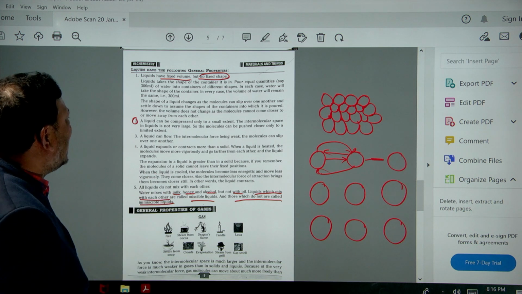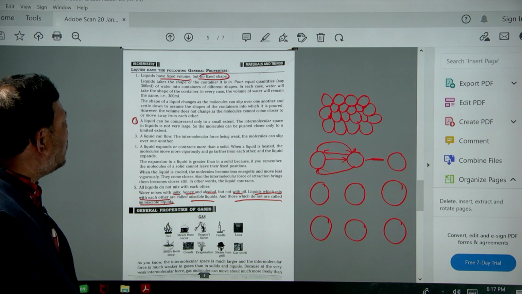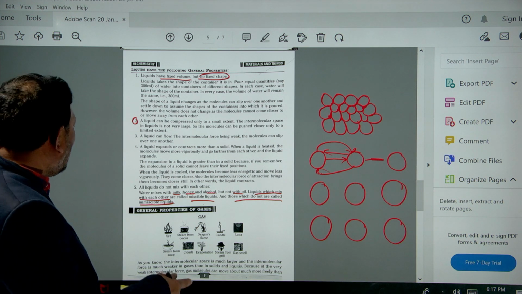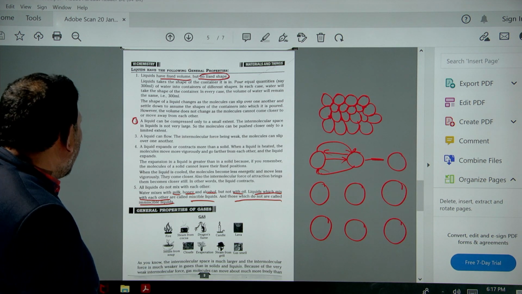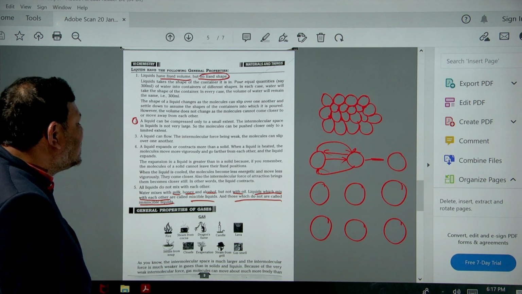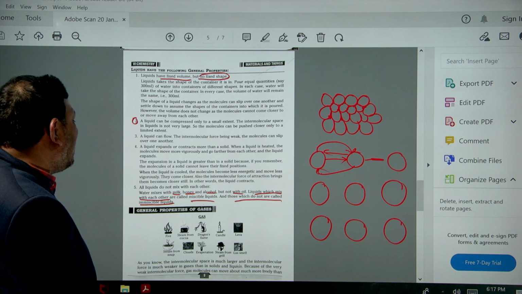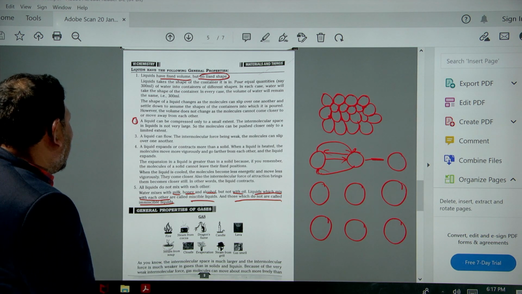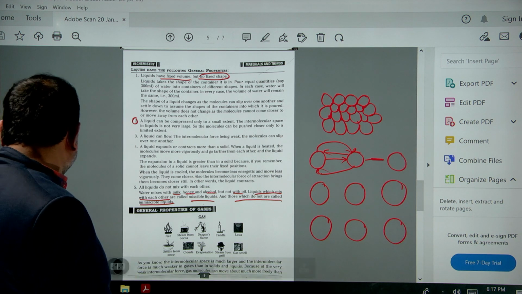Liquids have a fixed volume but no fixed shape. Liquids can be compressed only to a small extent. Liquids can flow, and liquids expand and contract more than solids. All liquids do not mix with each other, and liquids which mix with each other are called miscible. Liquids which do not mix with each other are called immiscible liquids.